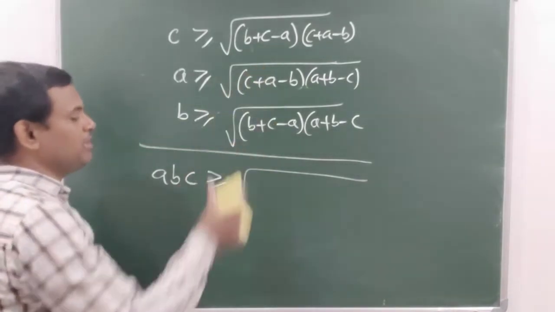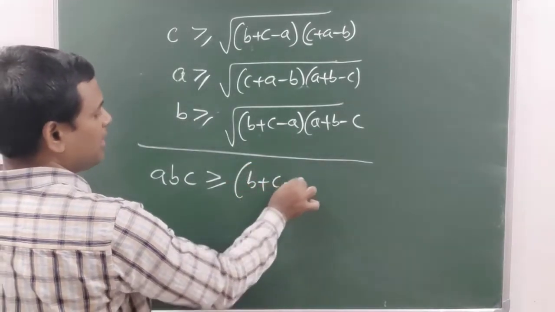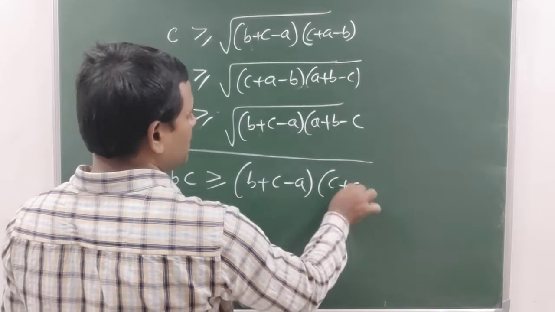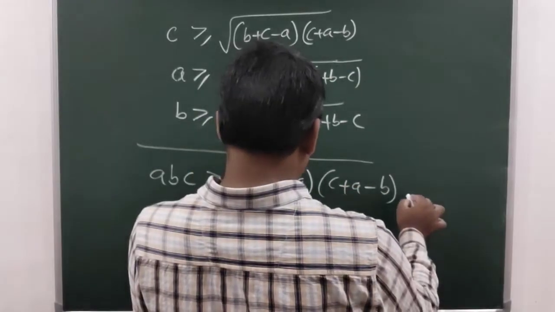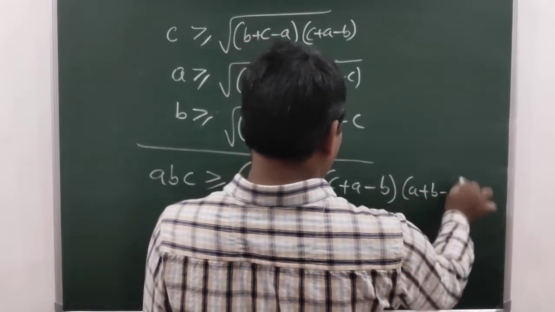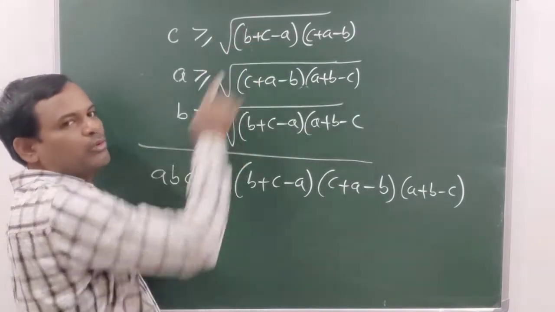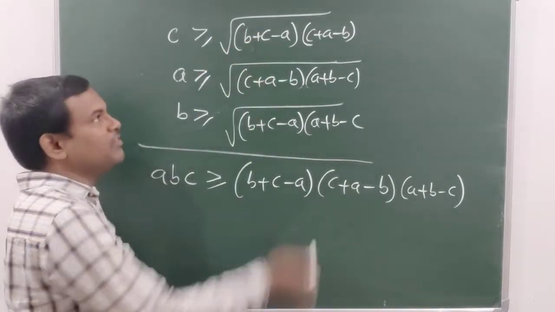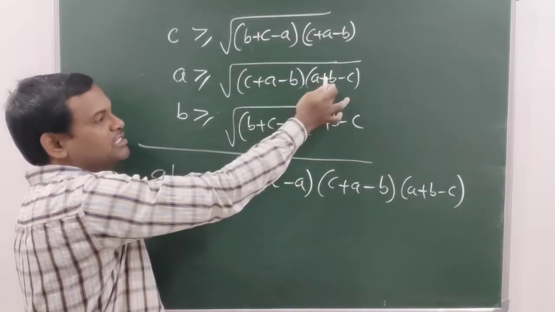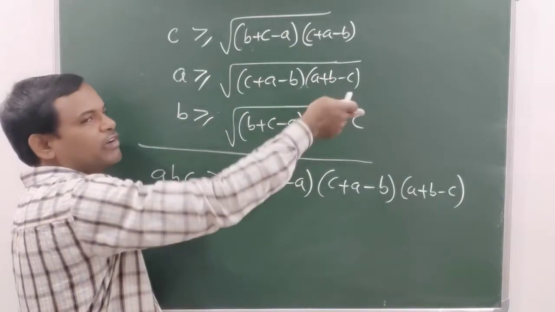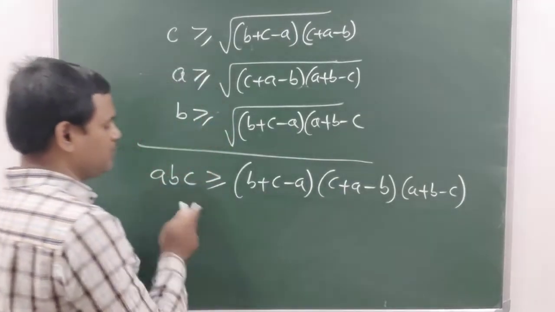Okay. So when you take their product, here we will get B plus C minus A into C plus A minus B into A plus B minus C. See here, these three are having square root. When we take the product of these three, it is repeating 2 times, this is repeating 2 times, and this is repeating 2 times. So the whole square you can write, that square and root will get cancelled. So finally we will get this step.